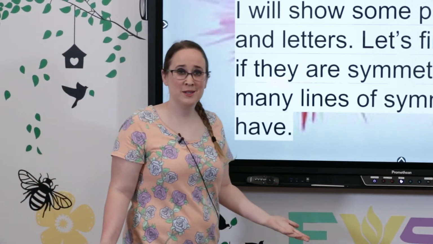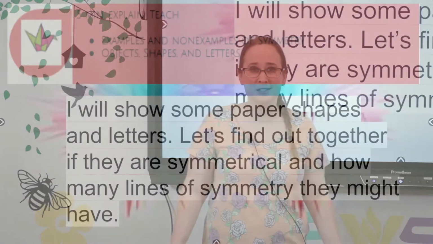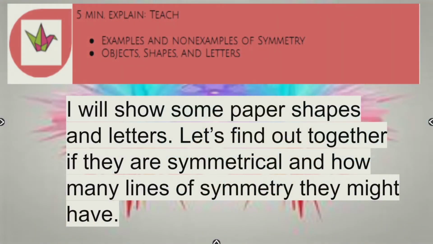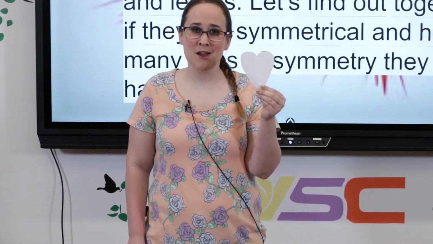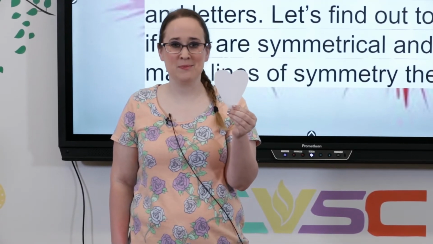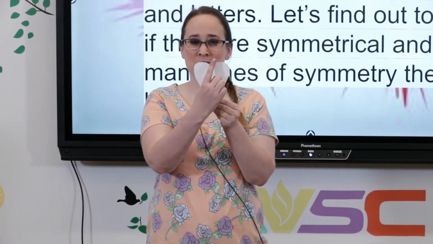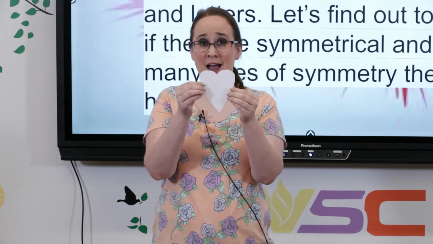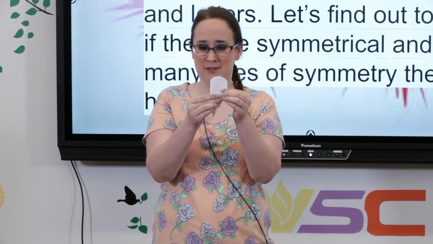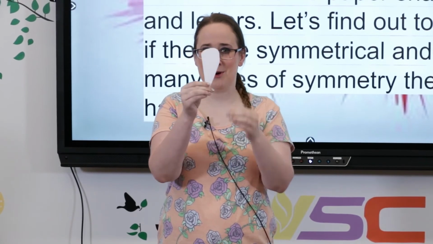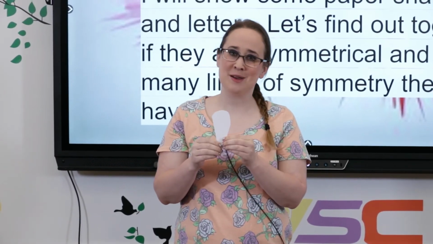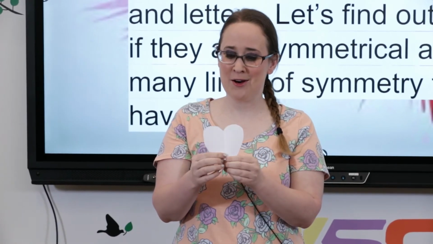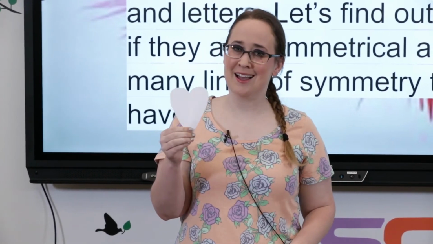Now I'm going to show you some different shapes and some different letters and show you the lines of symmetry in each. Let's start out with a heart. A heart does have a line of symmetry. It actually has a vertical line of symmetry. I can fold this heart in half and it matches up perfectly. Nothing is overlapping, there's no extra pieces around it. So this heart has one vertical line of symmetry.